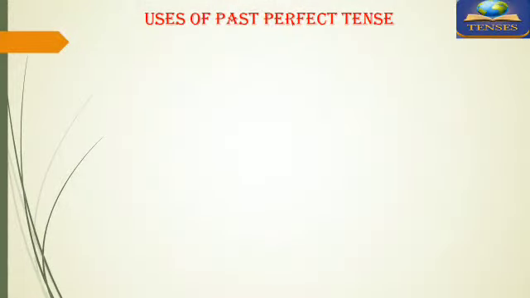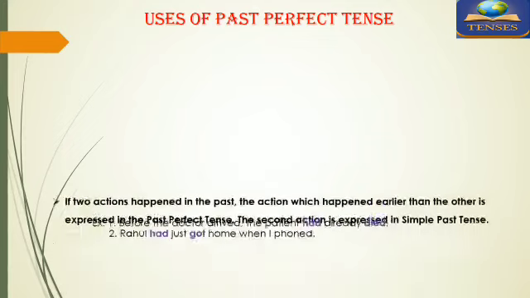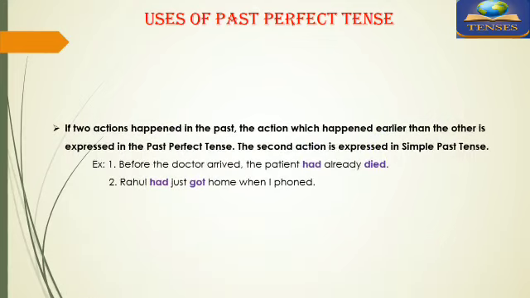Uses of past perfect tense. If two actions happened in the past, the action which happened earlier than the other is expressed in the past perfect tense. The second action is expressed in the simple past tense. See the example. Before the doctor arrived, the patient had already died. Here two actions happened. Before the doctor arrived, one action; the patient had already died.